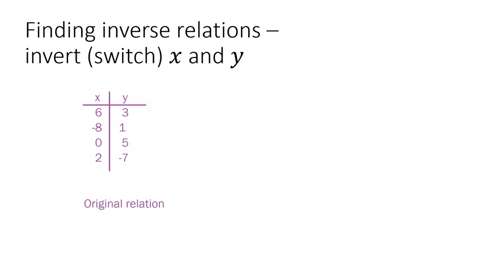So what was X will become Y, and what was Y will become X. Notice that all the ordered pairs have been reversed. What was (6, 3) is now (3, 6). (-8, 1) has now become (1, -8). (0, 5) is now (5, 0). (2, -7) is now (-7, 2). This green list of ordered pairs is the inverse relation of the original purple relationship.